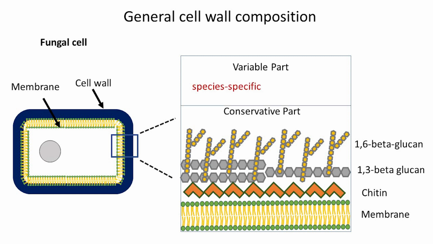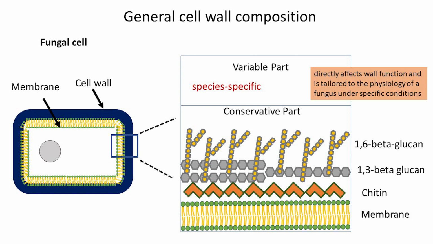At the same time, the variable outer layers have a species-specific composition which directly affects wall function and is tailored to the physiology of the fungus under specific conditions. Outer layers are highly diverse, and probably there is no other structure of the fungal cell that exhibits more phenotypic diversity than the cell wall.